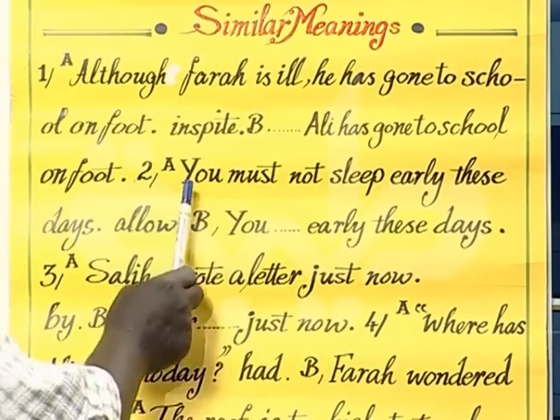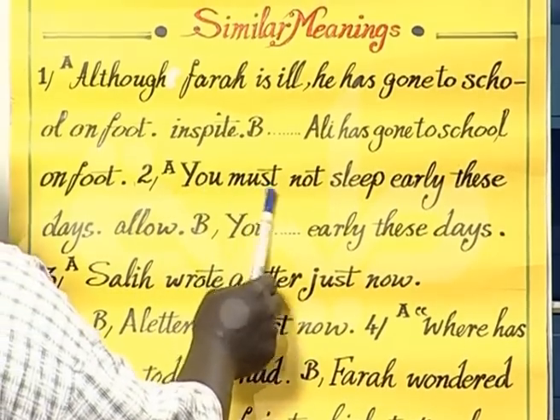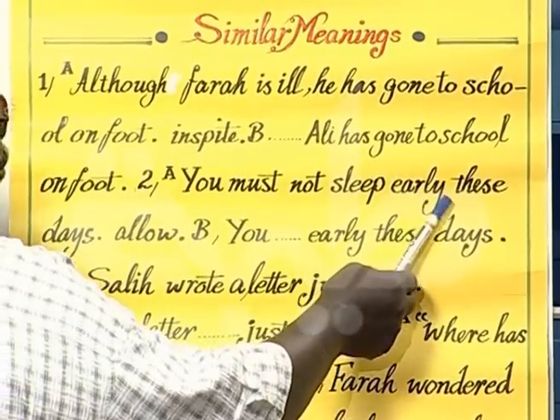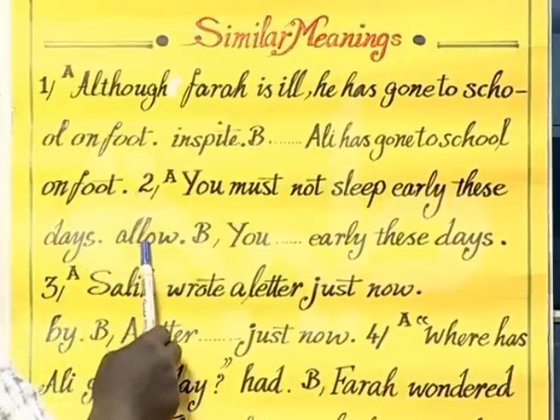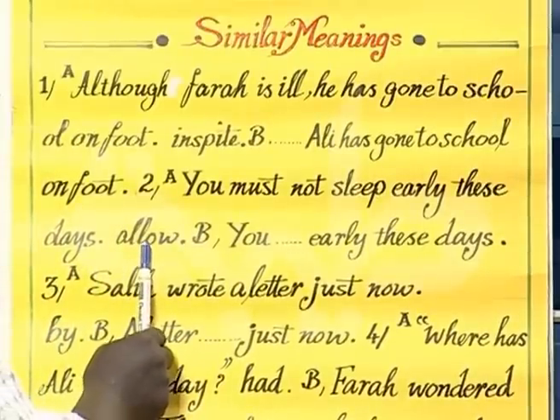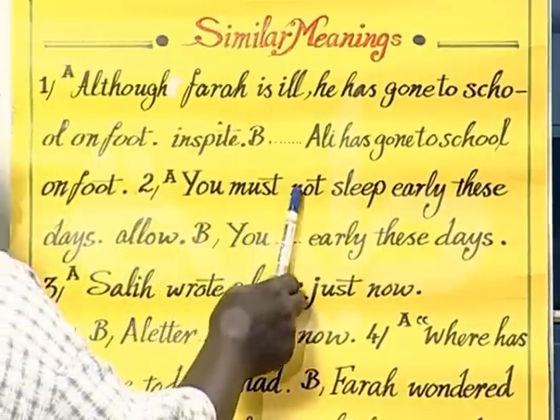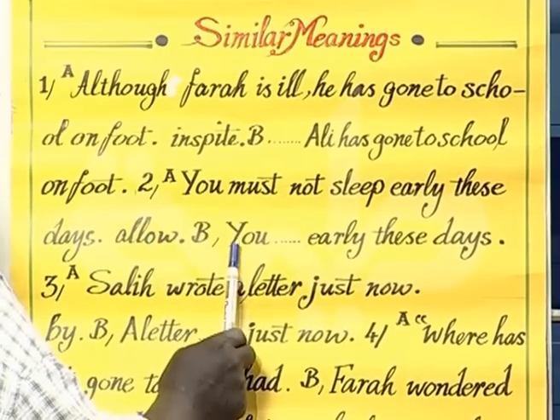This is what we mean by this sentence. يجب عليك, you must not sleep early. يجب عليك أن لا تنام مبكرا these days. In the margin we have allow, يسمح. So if I have must not and I want to use allow, here I must do something.